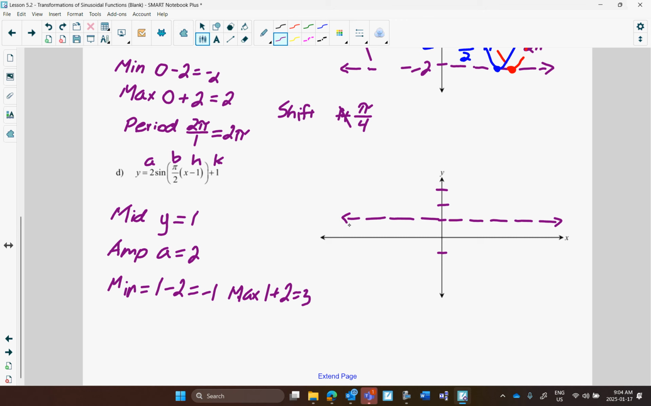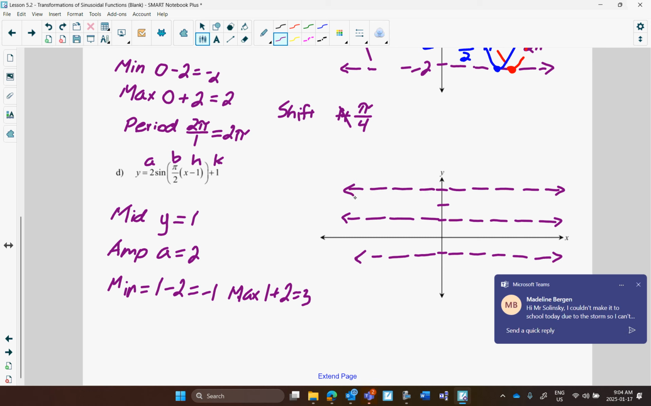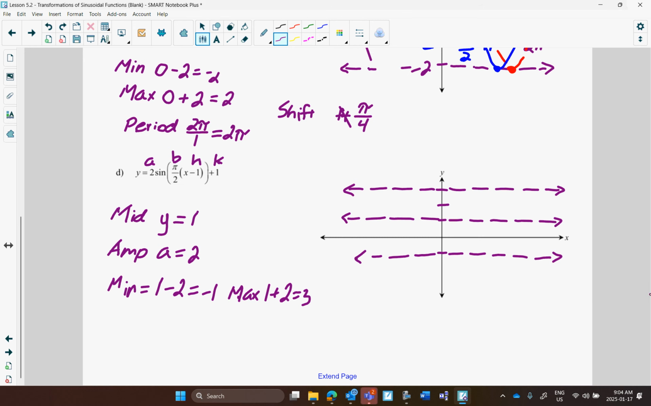My minimum is down at -1, which is here. My maximum is up at 3. It's here. And my curve's going to be in there. But I got to figure out the period, and then I got to account for the shift.